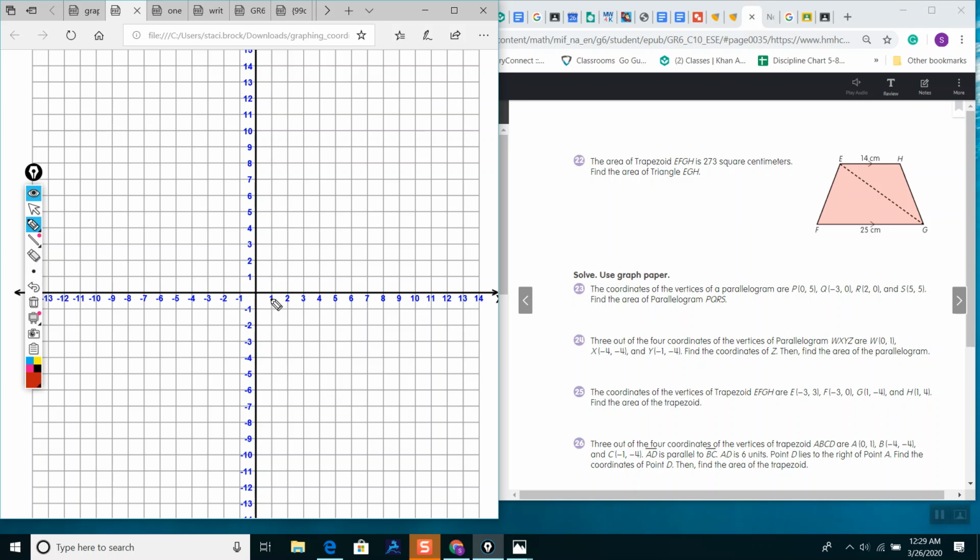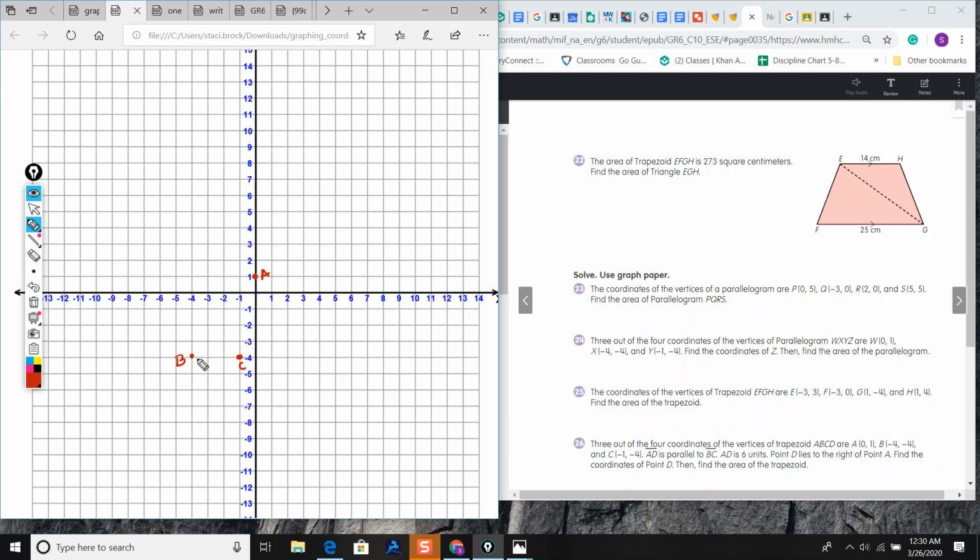Okay, so let's mark our points. We have A at 0 and 1. There's A. And let's see, B is at -4 and -4. So here's my B. And C is at -1 and -4. So there's C.